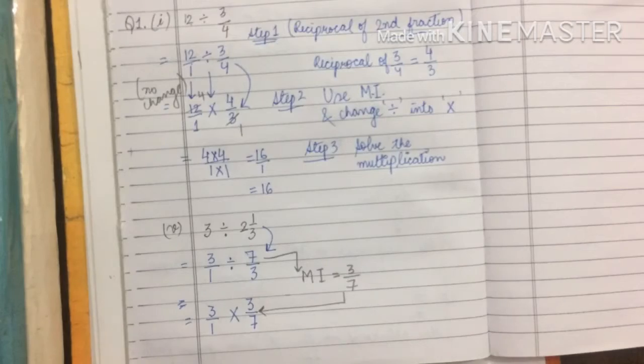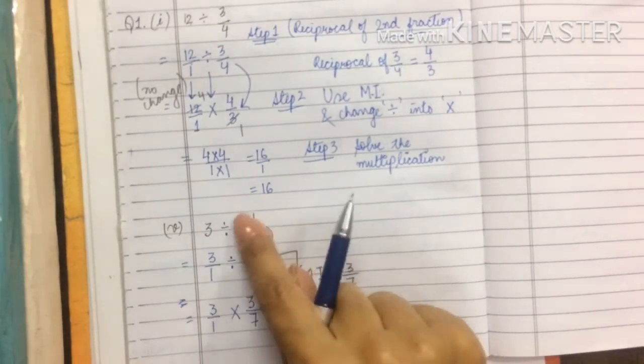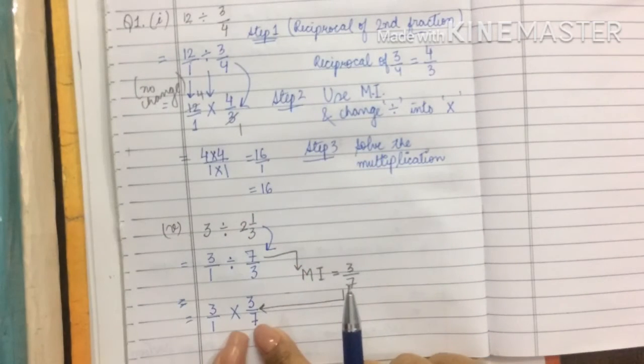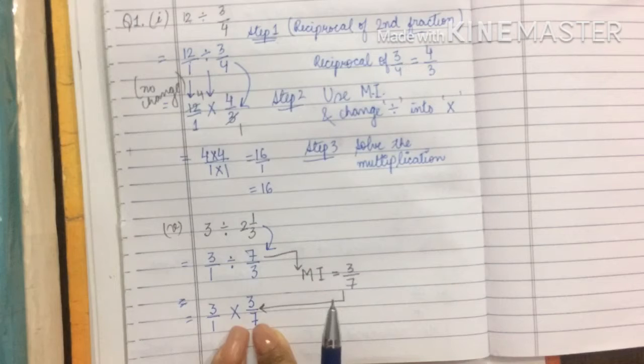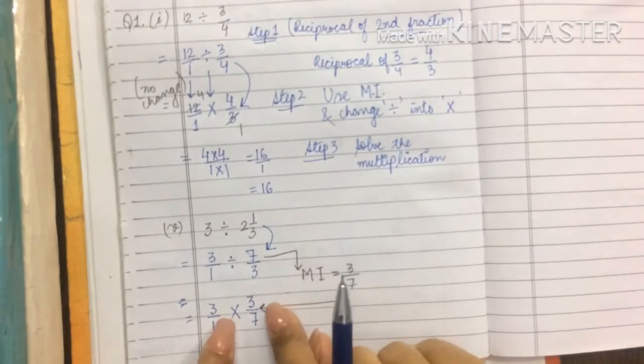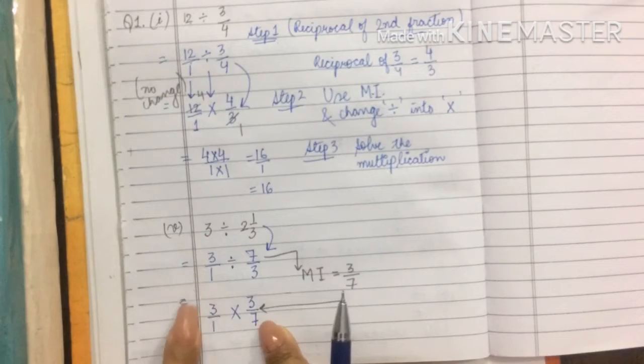Once again, what I did was, first of all I have written 3 as 3 by 1. I have written this mixed number as an improper fraction. Now the next step has two things happening at the same time. The sign of division changes to multiplication, and we write the multiplicative inverse for this. So 7 by 3 inverts becomes 3 by 7, and there is no change here in the first fraction.